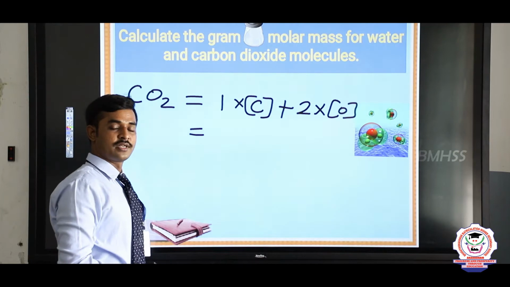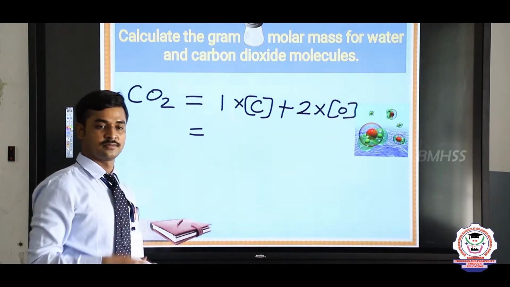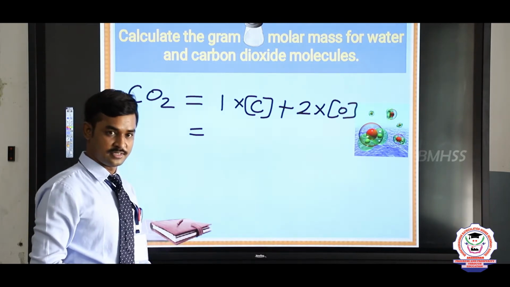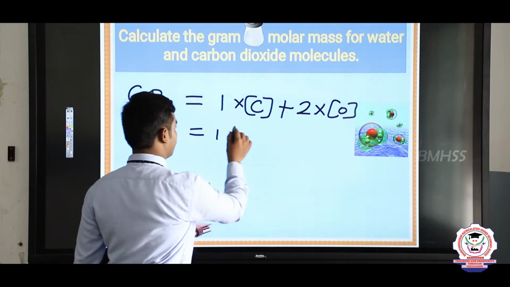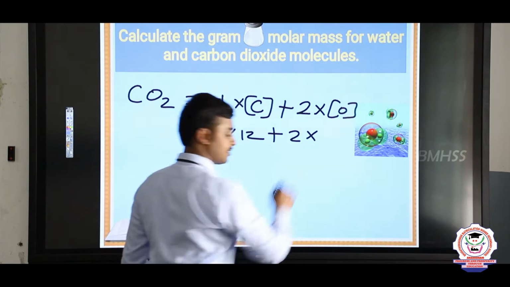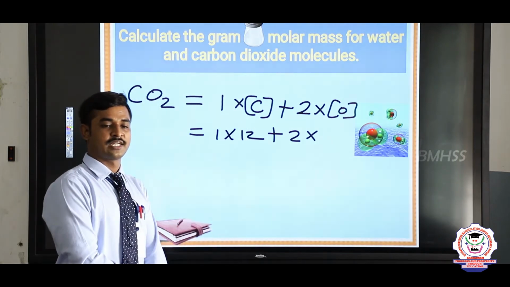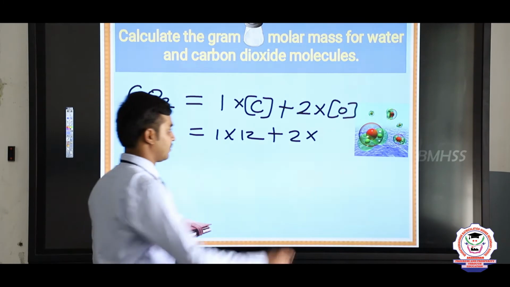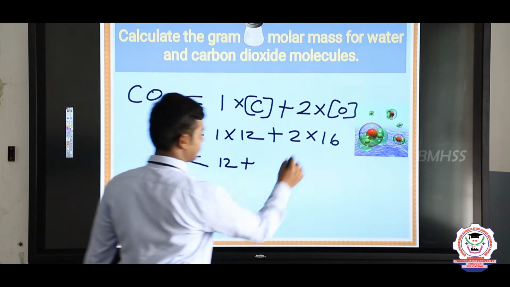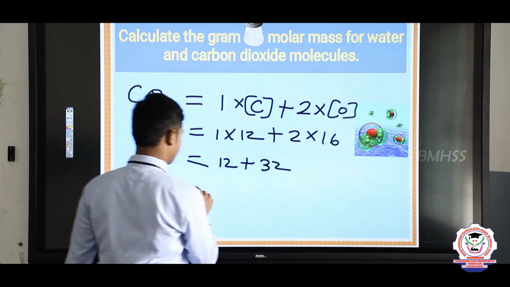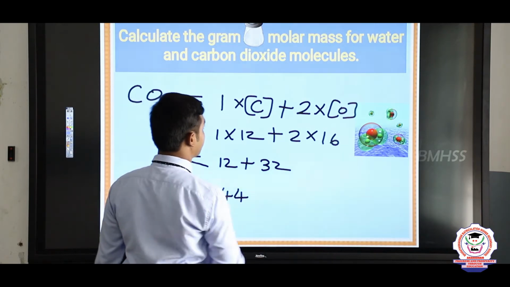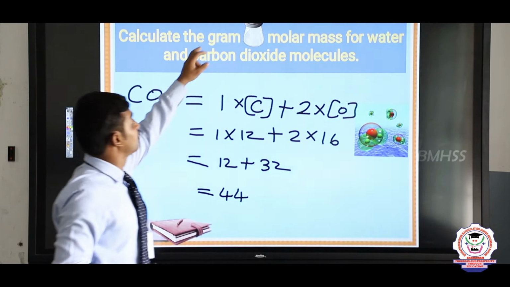Here, what is the mass of carbon atom? Jitesh, you tell me, what is the mass of carbon atom? Yeah, it is 12, very good. So, 1 into 12. And Samatha, what is the mass of oxygen element? 16, good. So, 16. So, answer will be 12 plus 2 into 16, 32. So, 44. Here they asked the gram molar mass.